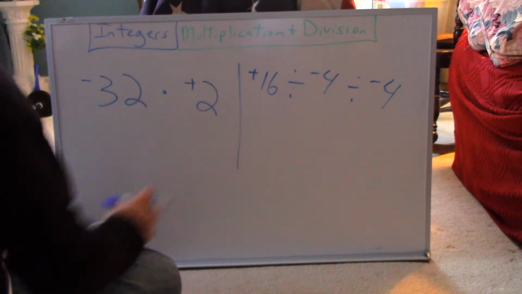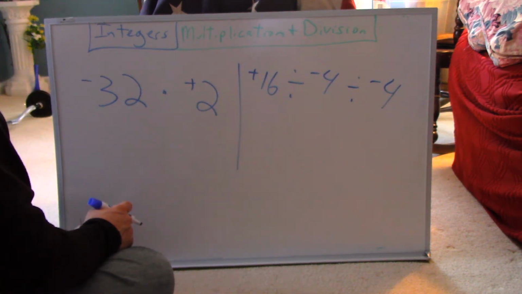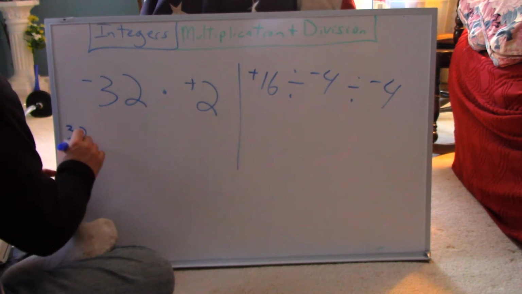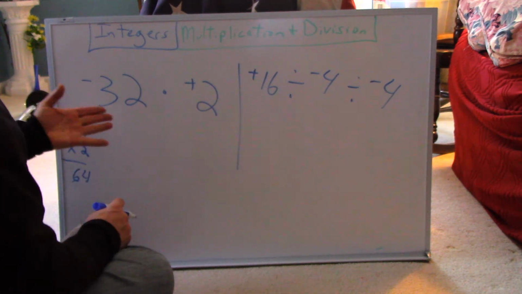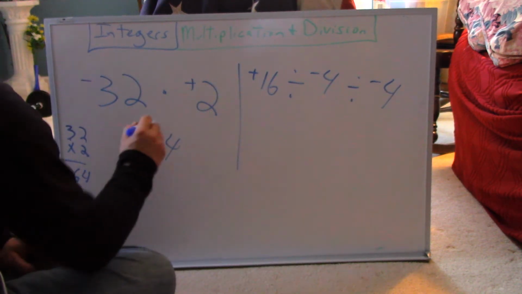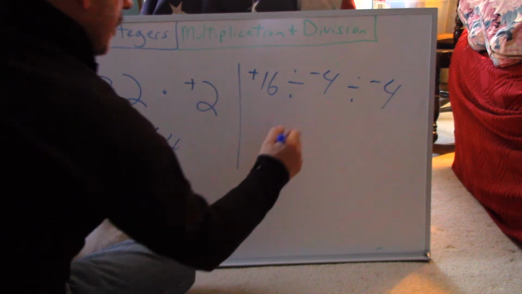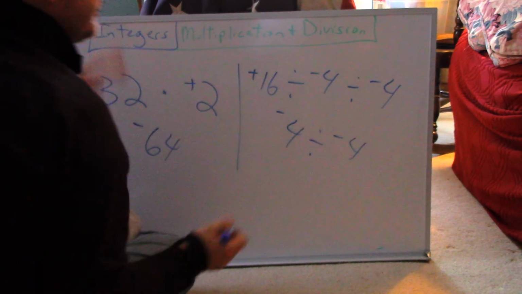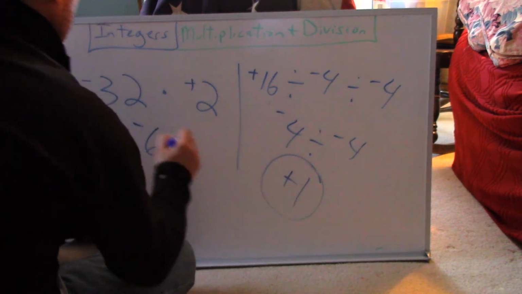All right, and we'll end with this. So 32 times 2. I can do that in my head, but for your sake, let's see. 2 times 2 is 4, 2 times 3 is 6, so 64, right? It's the same as adding 32 twice. 64, the signs are different, so it's negative. Then we have this side, 16 divided by 4 is 4. They're different signs, so it's negative. And then we're going to divide again by negative 4. The signs are the same, so it's positive 1.